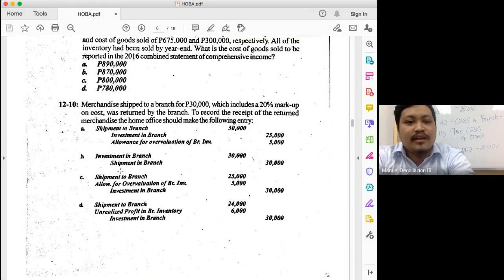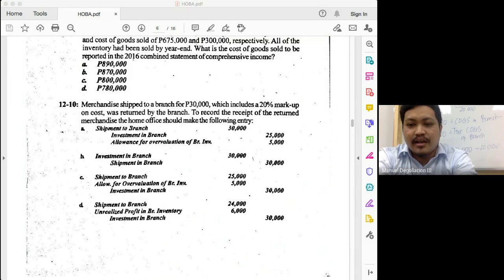And the 25,000 here is your cost of the shipment that was returned to the Home Office. Again, remember, class, shipments to branch always at cost. The amount that goes into the shipments to branch account is always at cost. So if the billed price is 30,000 and the cost is 25,000, that means the markup on the shipment is 5,000. So the answer in problem 12-10 is letter C. Shipments to branch 25,000, allowance for overvaluation 5,000, investment in branch 30,000.